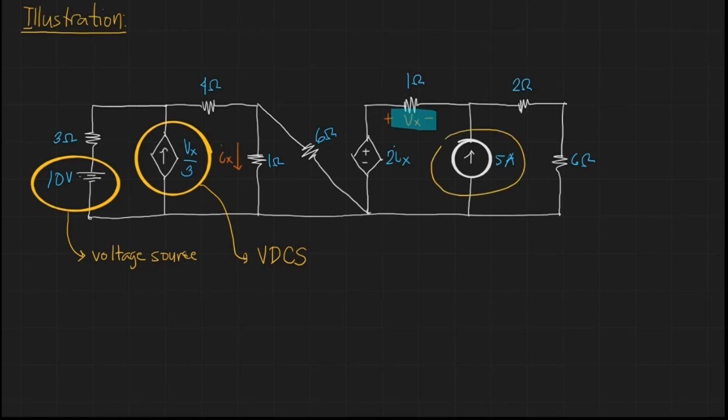Another one is what we call the 5 ampere current source. Its symbol is a circle. So therefore, it is an independent current source. No problem. Its output is just 5 amps.